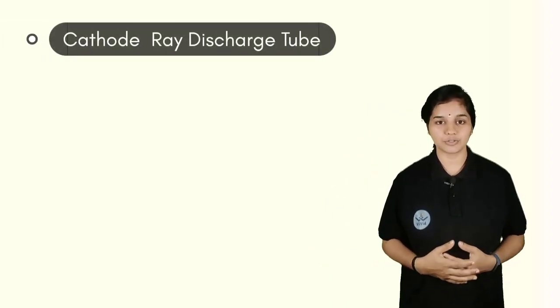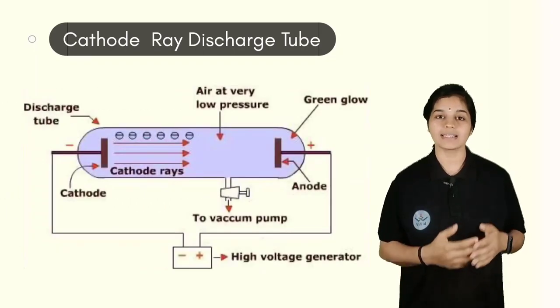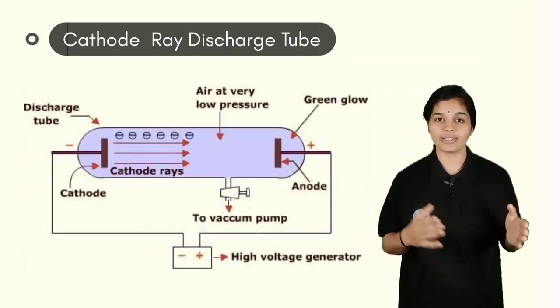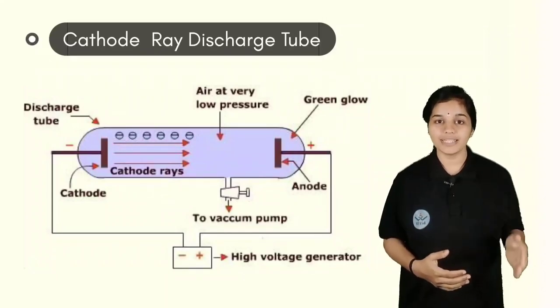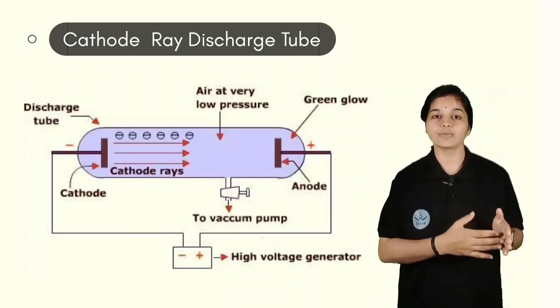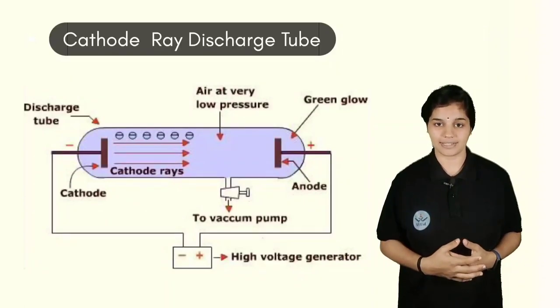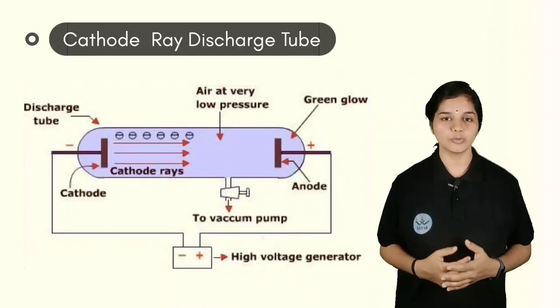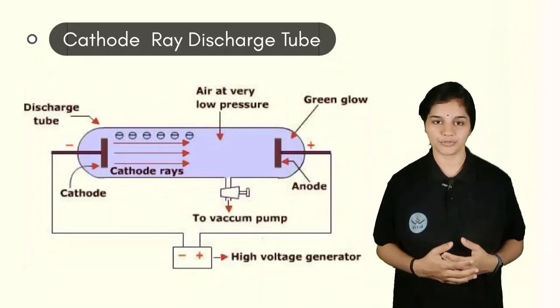And the cathode ray tube is made up of a glass tube which has metal electrodes on either ends, which is sealed inside that. And one of the electrode is cathode and the other is anode. Cathode is a negatively charged electrode and anode is positively charged electrode. The glass tube was filled with inert gases like nitrogen or hydrogen.